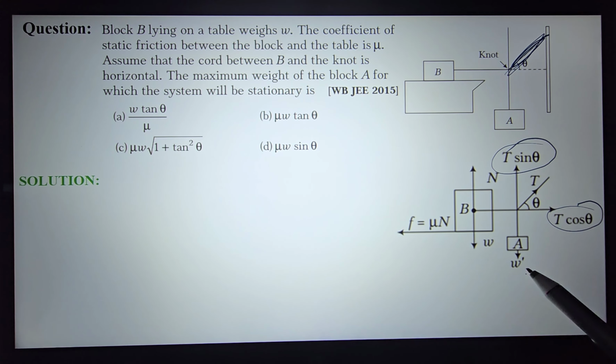Okay, and this is the weight W dash, you can say, and this is the weight of this block B. Now the question is, what is W dash? So let the weight of A be W dash. From the free body diagram for the equilibrium of the system, how can we write the equation? So see how to write the equation.